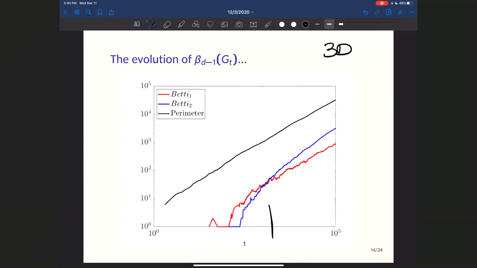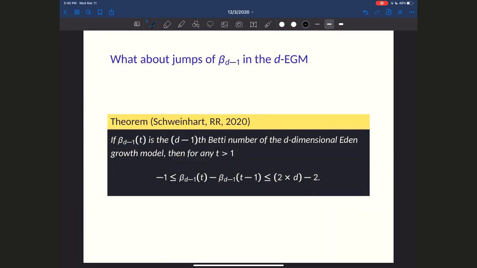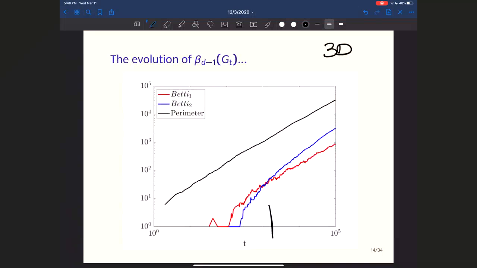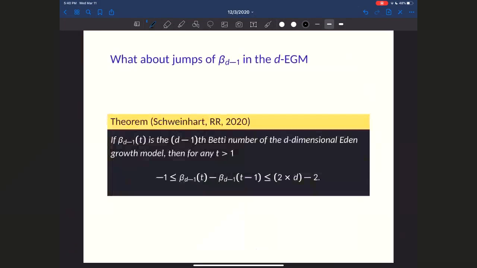Okay, so what about the jumps that we are observing here? Well, we also have a theorem characterizing these jumps.